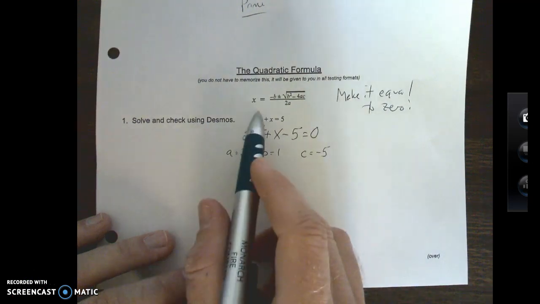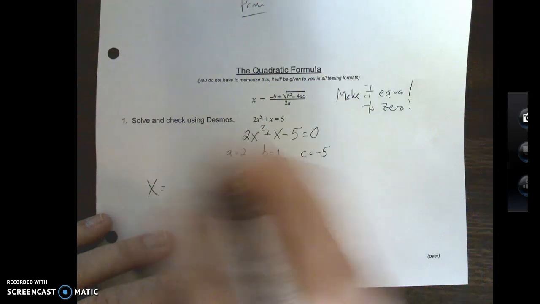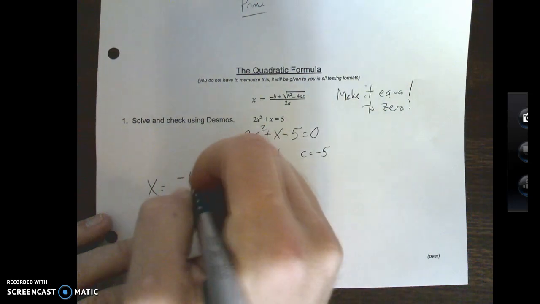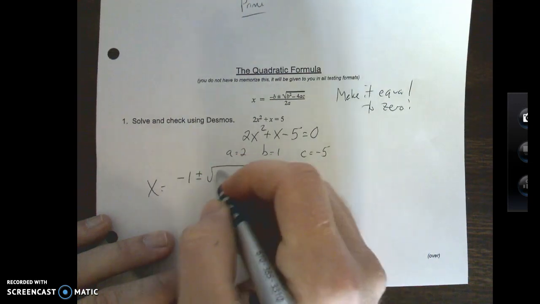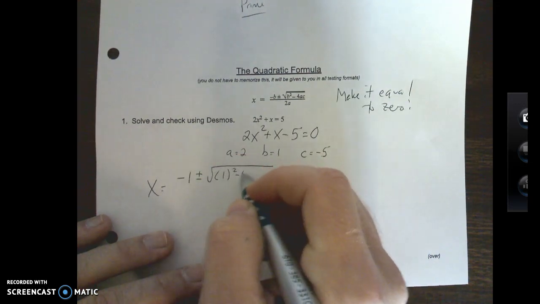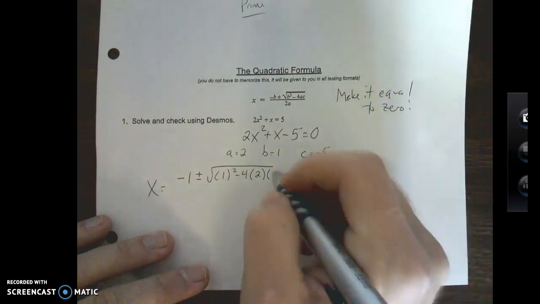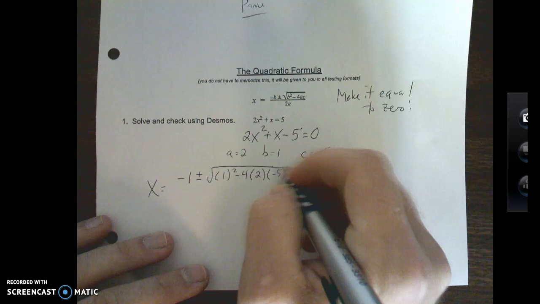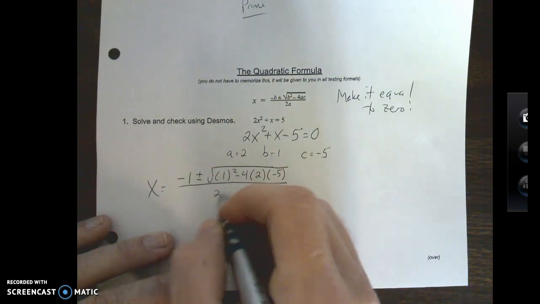All right, so here's my formula. x equals negative b. My b is 1, so negative 1 plus or minus. I'm literally just following the formula. b squared is 1 squared, minus 4 times a times c, which is negative 5. All of that completely divided by 2 times my a, which is 2.